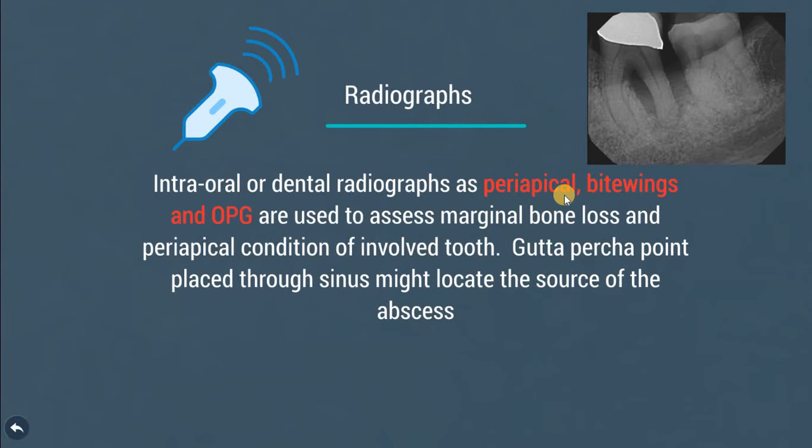So we take a periapical radiograph. Also we take a bite wing x-ray to assess the marginal bone loss, and also an OPG to get an overall view of the condition.